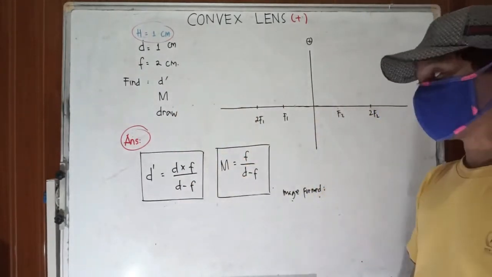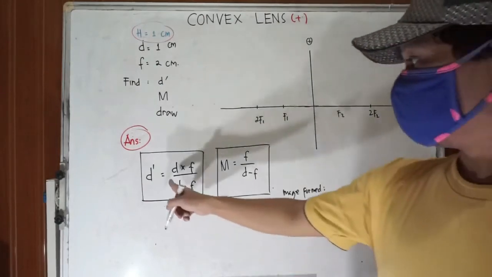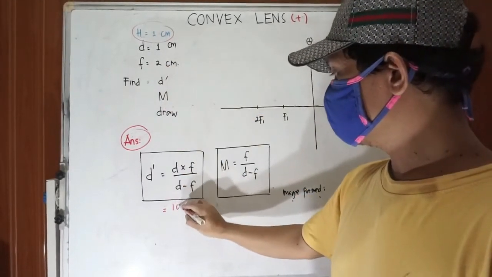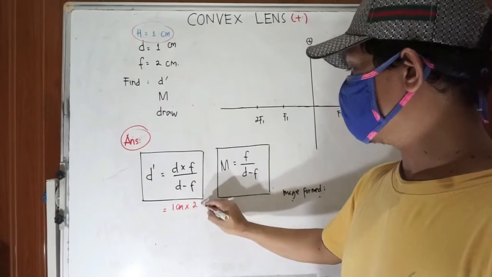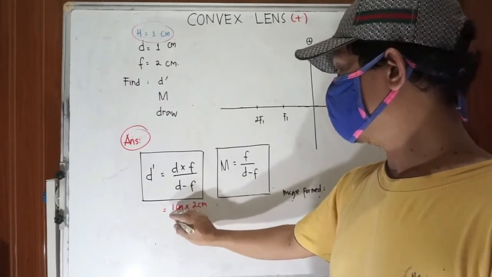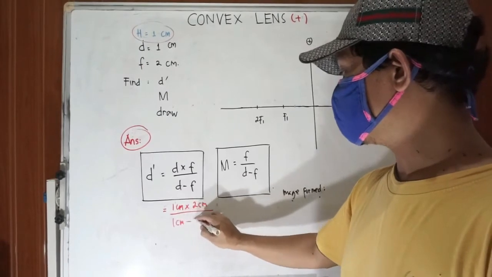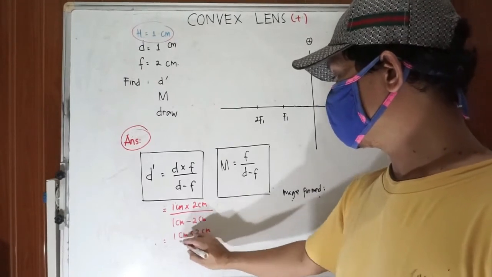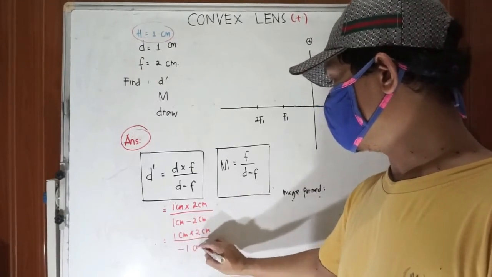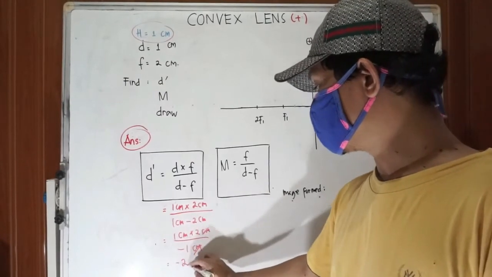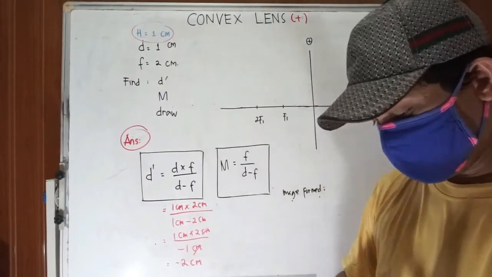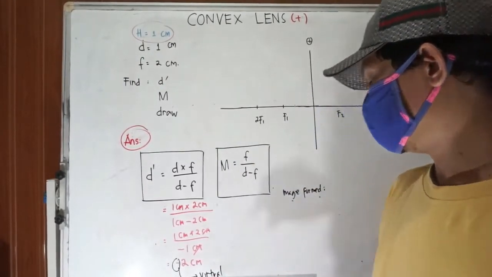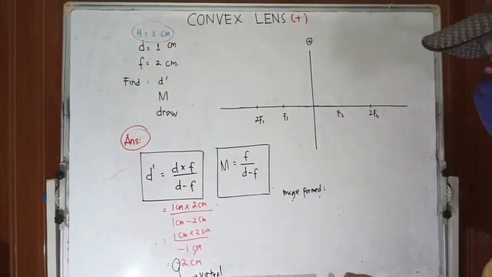Okay, so then we start calculating. The image distance d' equals d times f over d minus f. d is 1 centimeter times f 2 centimeter over 1 centimeter minus 2 centimeter. That is 1 centimeter times 2 centimeter over minus 1 centimeter. And so you got minus 2 centimeter. Negative, this one is negative, which means virtual.